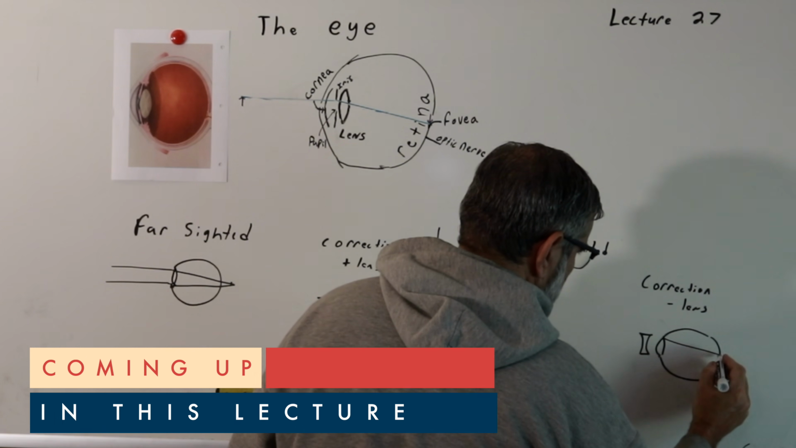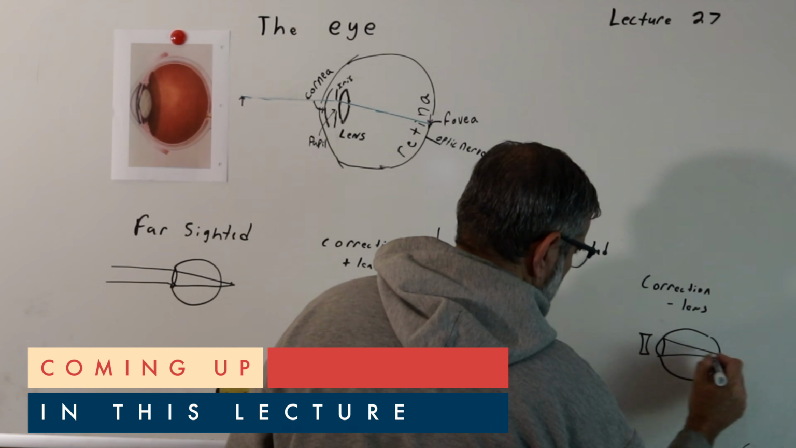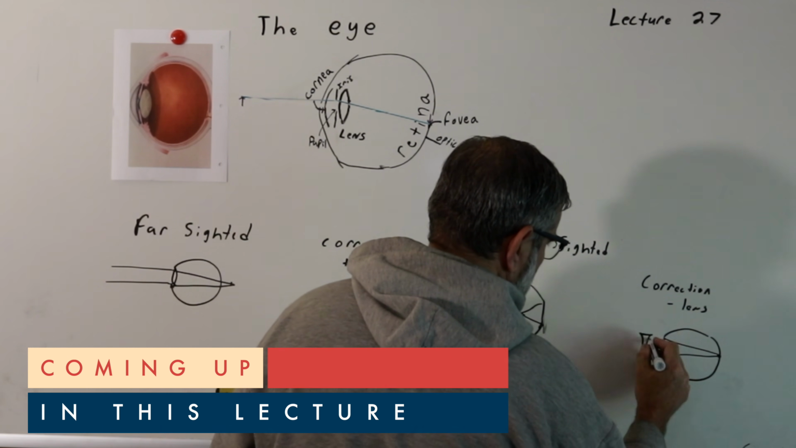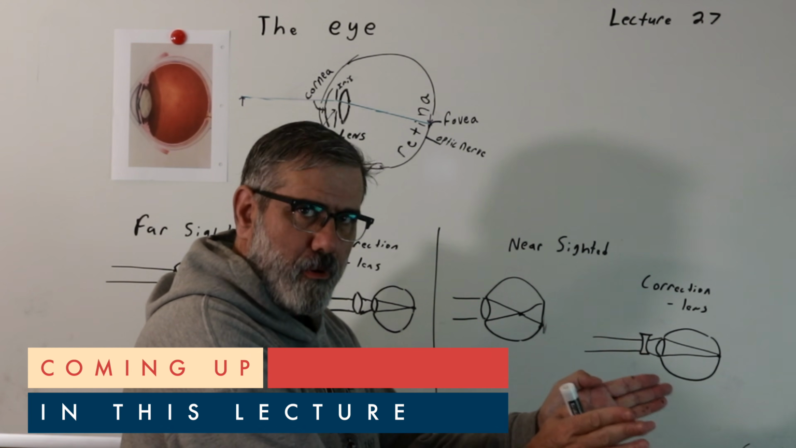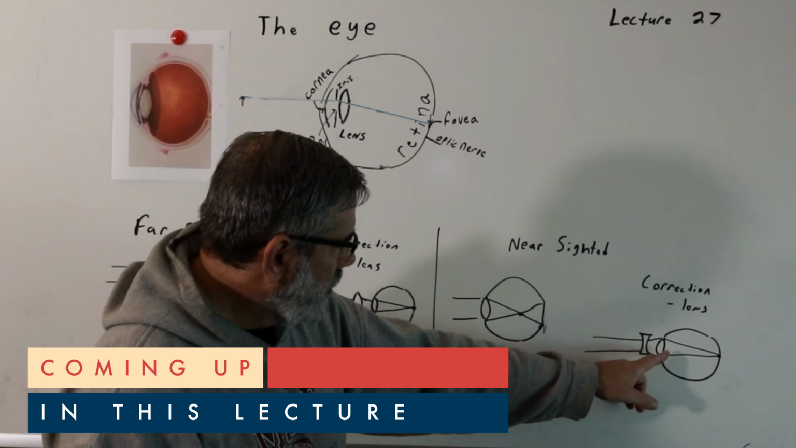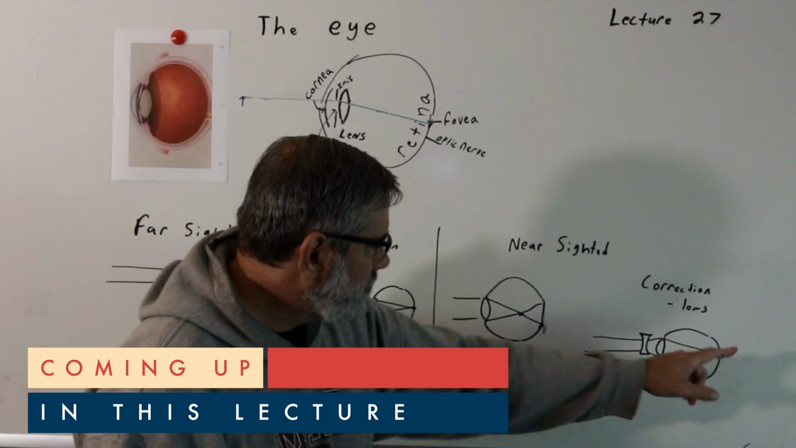That we should draw, correct? There we go. Focus onto the retina. Parallel rays. Kind of makes them bend apart a little bit like this, right? So that the lens will now focus parallel rays onto the retina.